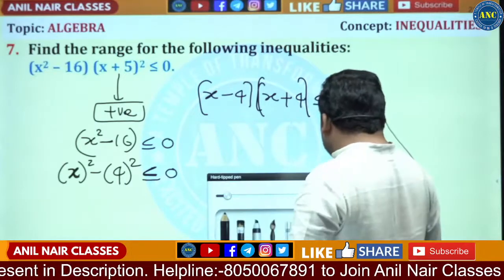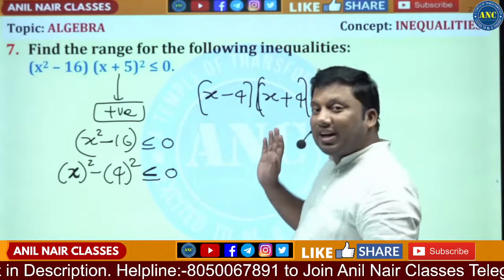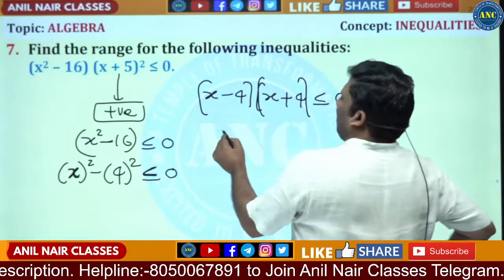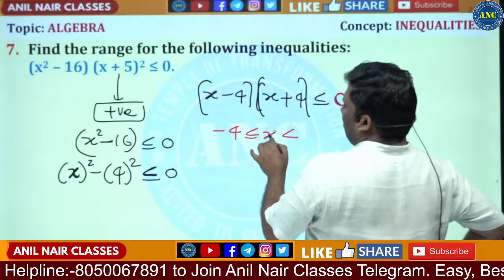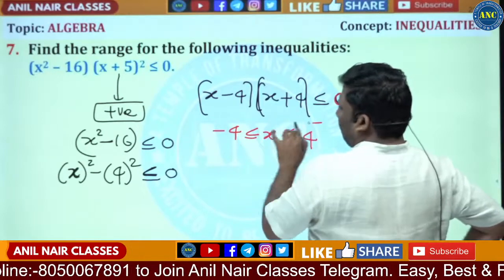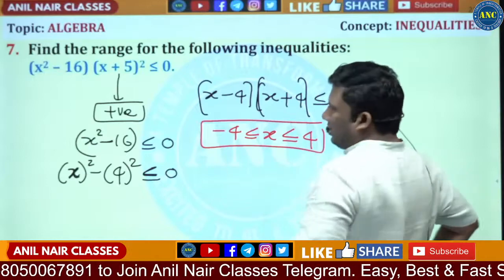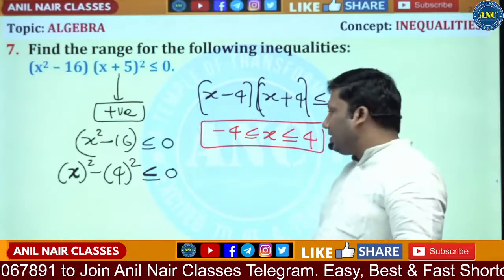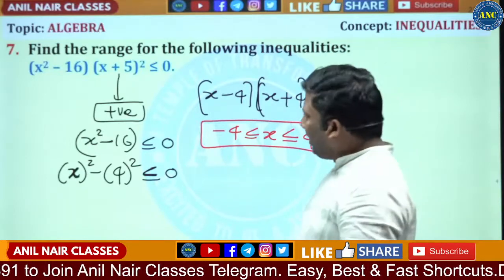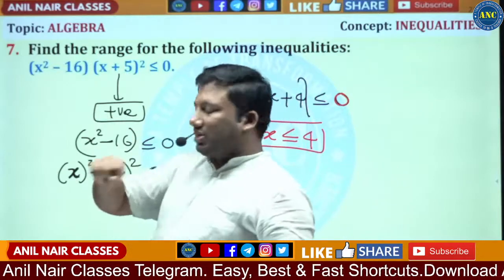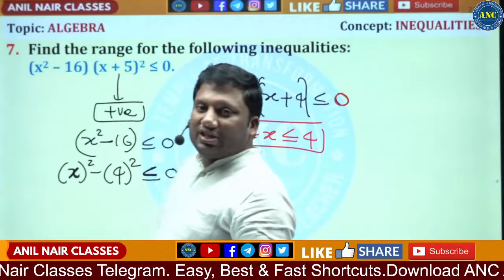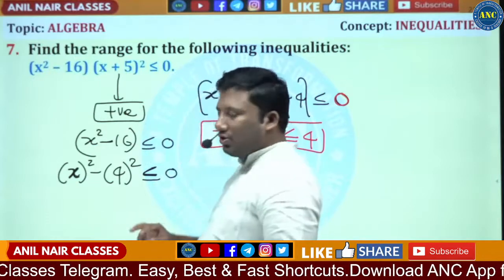If it is less than 0, less than means it lies between the critical points. What are the critical points? Minus 4 less than or equivalent to x less than or equivalent to 4. I hope the idea is clear. Why? Because minus 4 square is 16, 16 minus 16 is 0, equivalent to 0.